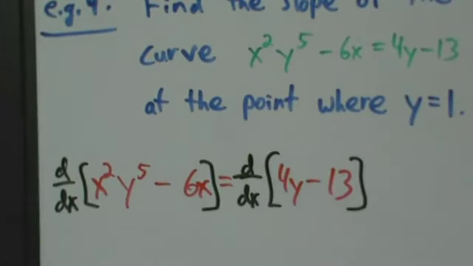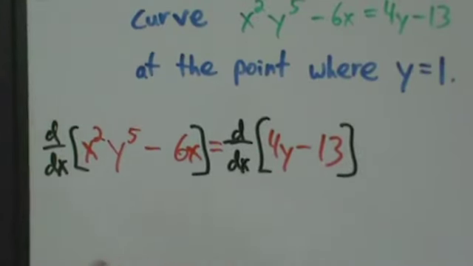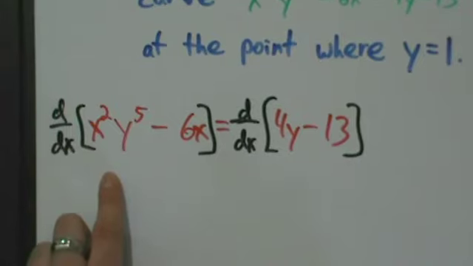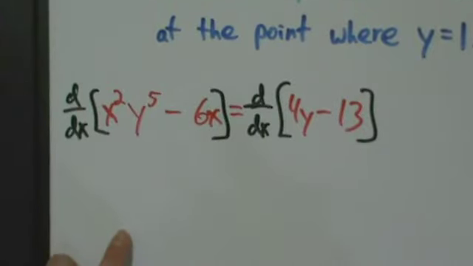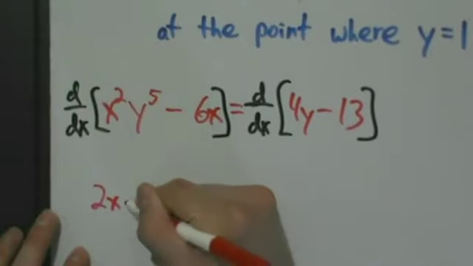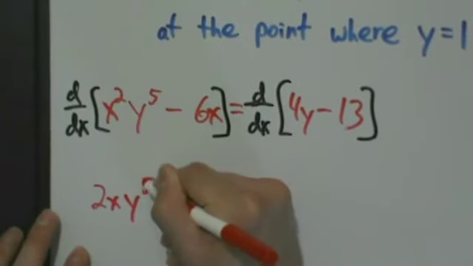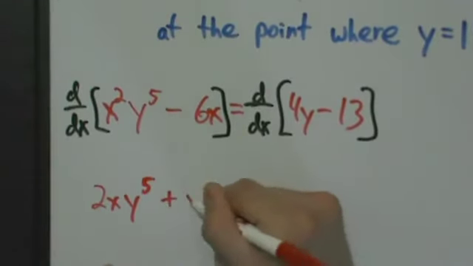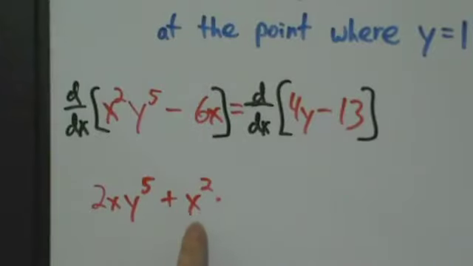Now what happens on the left? We're going to do term-by-term differentiation as always, but here we're going to have the product rule. So d dx of x squared y to the fifth. Remember, the product rule says if you want to take a derivative of a product, it's going to be the derivative of the first, which in this case is just 2x, times the second, plus the first factor times the derivative of the second thing.